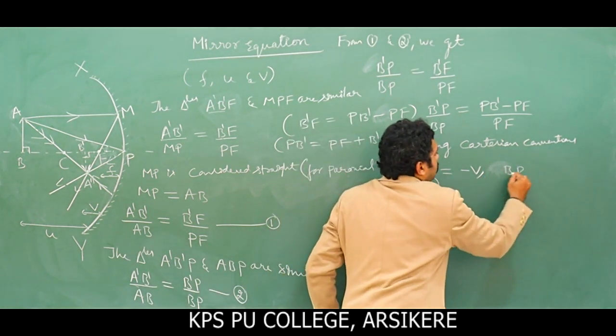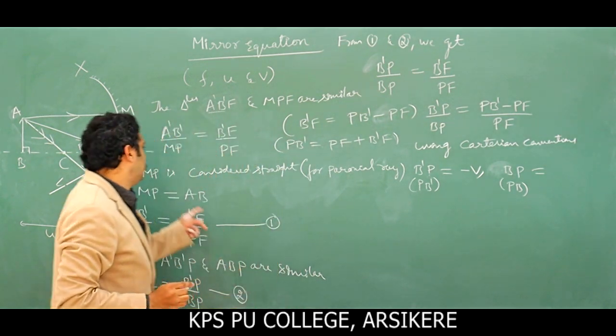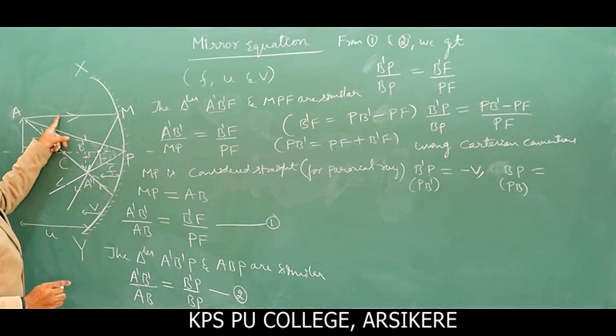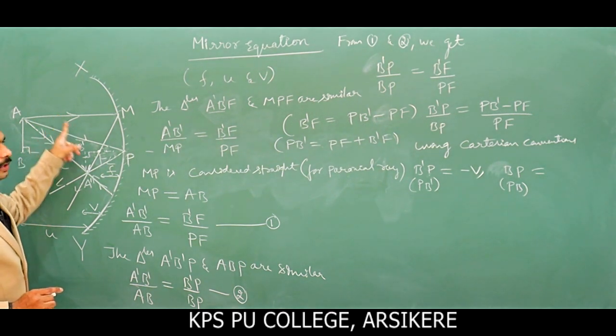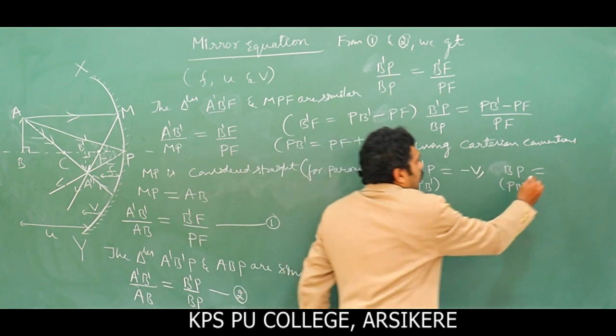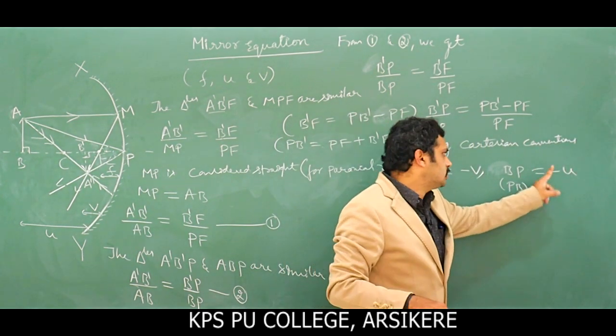Now BP or PB, both are the same. What is BP or PB? I am to measure from the pole. I am going in this direction, that is against the incident light. We know that PB is what? Minus U. For a real object, object distance is always negative.